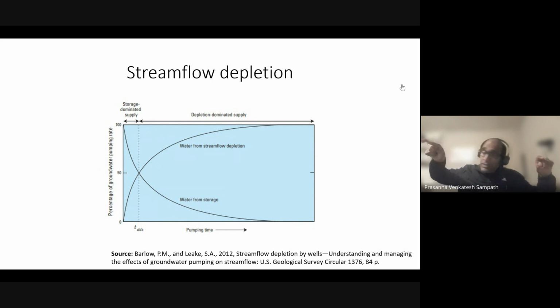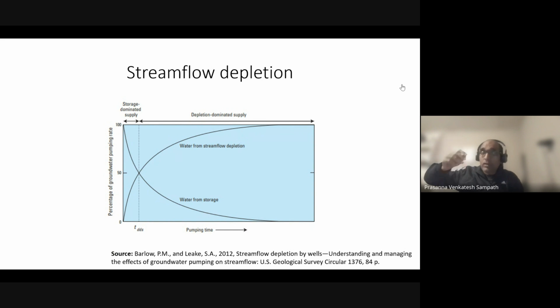When some of the water starts coming from stream flow, that means the amount of water coming from storage has to reduce, right? So that is what this is trying to indicate: initially all the water is coming from the storage in the aquifer, and as time goes on, the component of water coming from storage keeps reducing. The slope of that line, don't worry about it. It's a qualitative picture. It reduces with time, and the amount of water coming from stream flow keeps increasing.